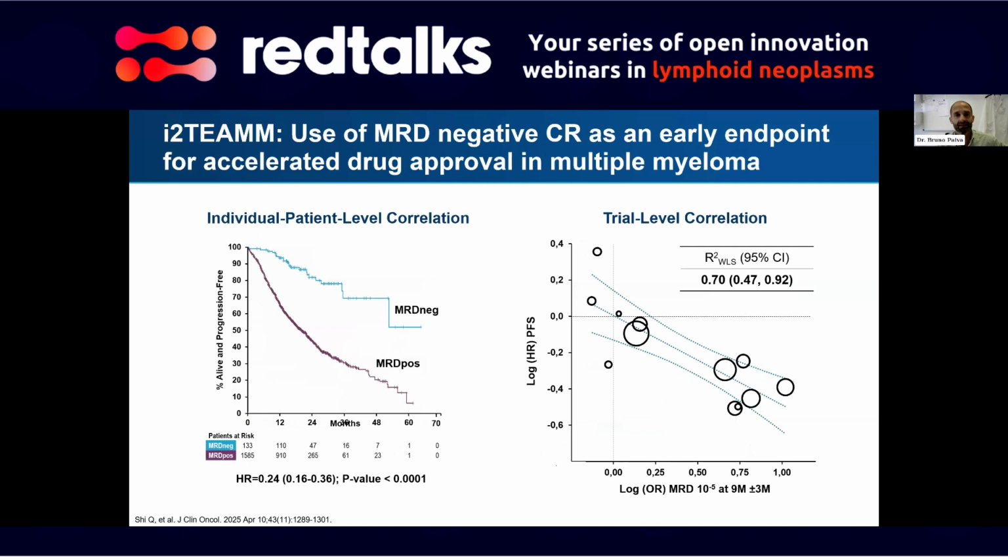What we showed at the FDA almost 1 year ago and led to the approval of MRD negative CR as an early endpoint for accelerated drug approval in this disease was the fact that there is a very strong individual patient level correlation between MRD status and PFS as well as overall survival, and there was an encouraging trial level correlation between the treatment effects on the MRD negative rates and the treatment effects on PFS as well as OS.